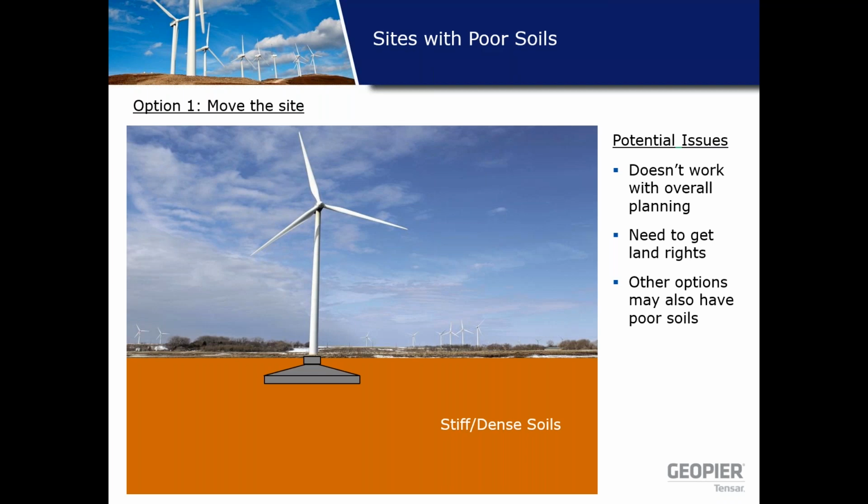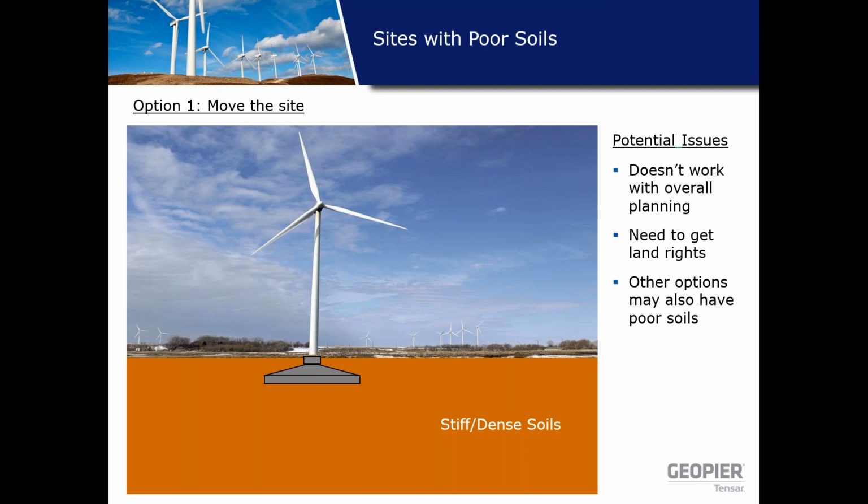So what are the options? Well, option one, you could just simply move the site, right? So I have bad soils over at spot A, perhaps I'll move 200 yards over to spot B. Well, that might work out, but you might have issues with your overall planning, right? So when these wind farms are designed, they have locations that are specifically in mind based on wind pattern studies and other factors.